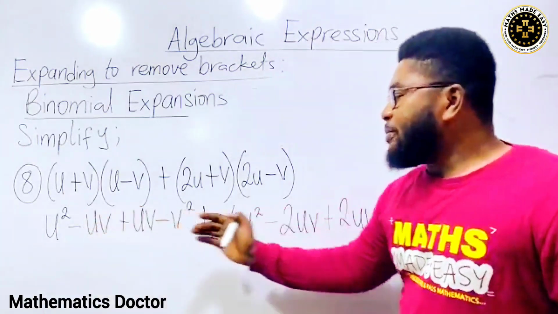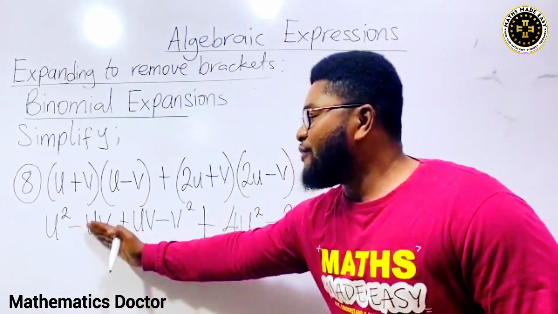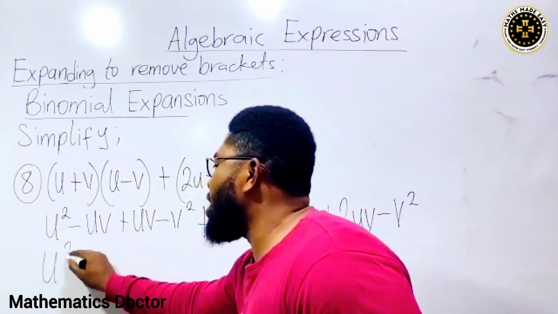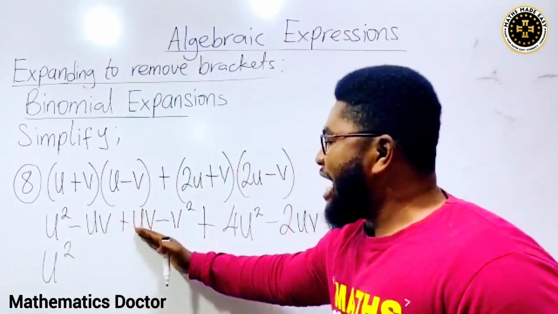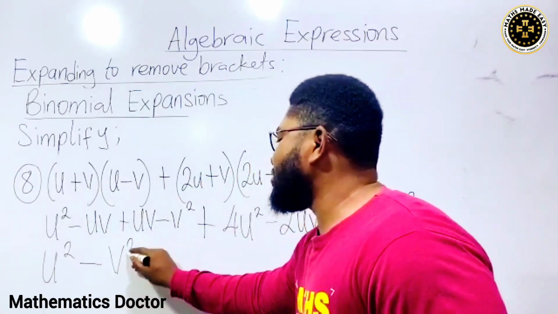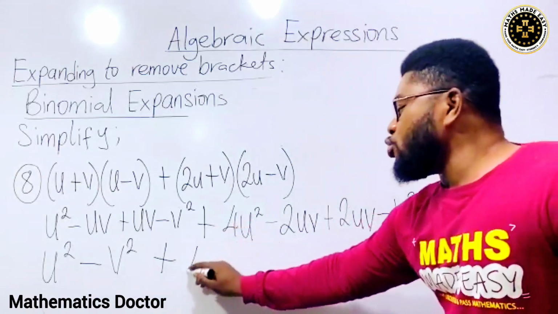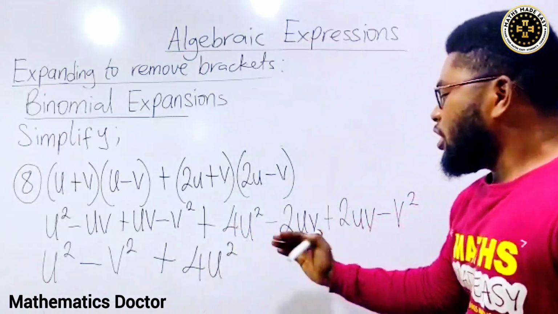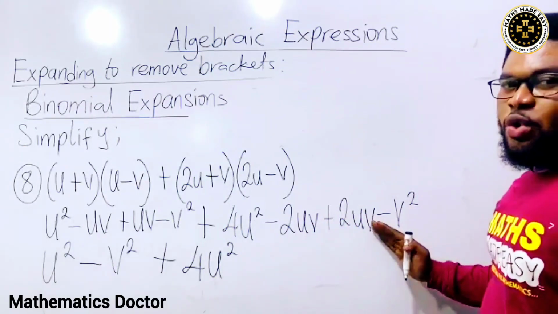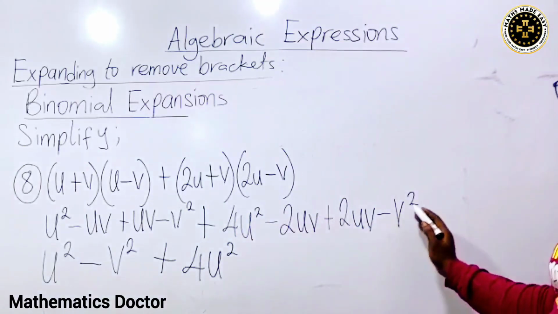Now let's simplify on both sides since there are like terms. So the like terms minus uv and plus uv will give us 0. So it becomes u squared, minus uv and plus uv will cancel out. So we'll come back to minus v squared. Then the positive sign plus 4u squared. If you check this one, minus 2uv and plus 2uv will cancel out, giving us 0. So we have 4u squared minus v squared.